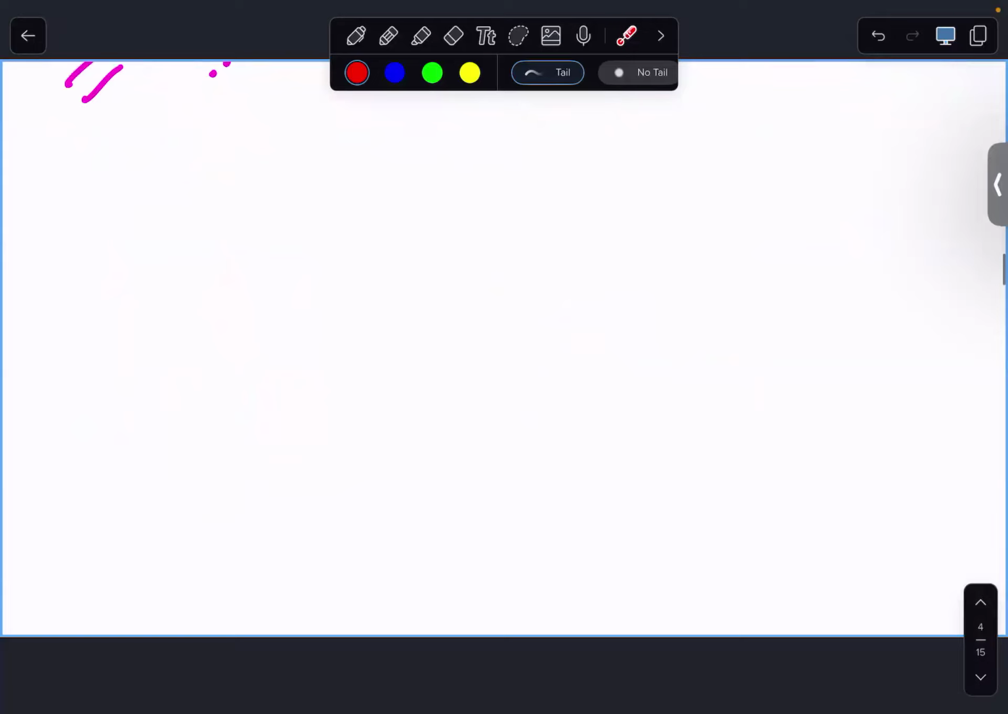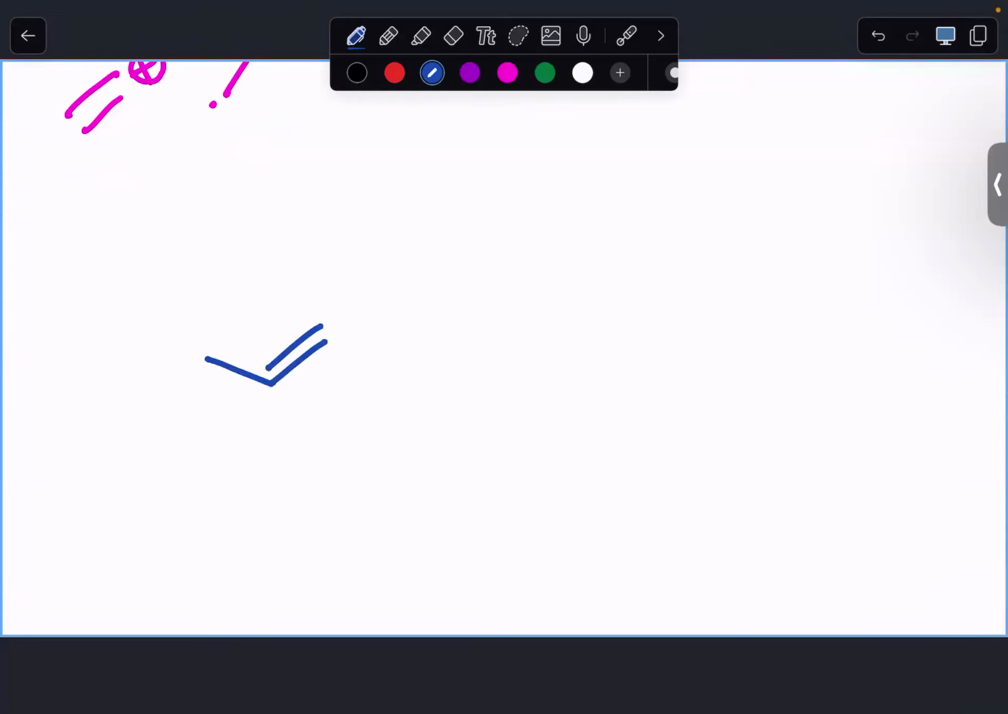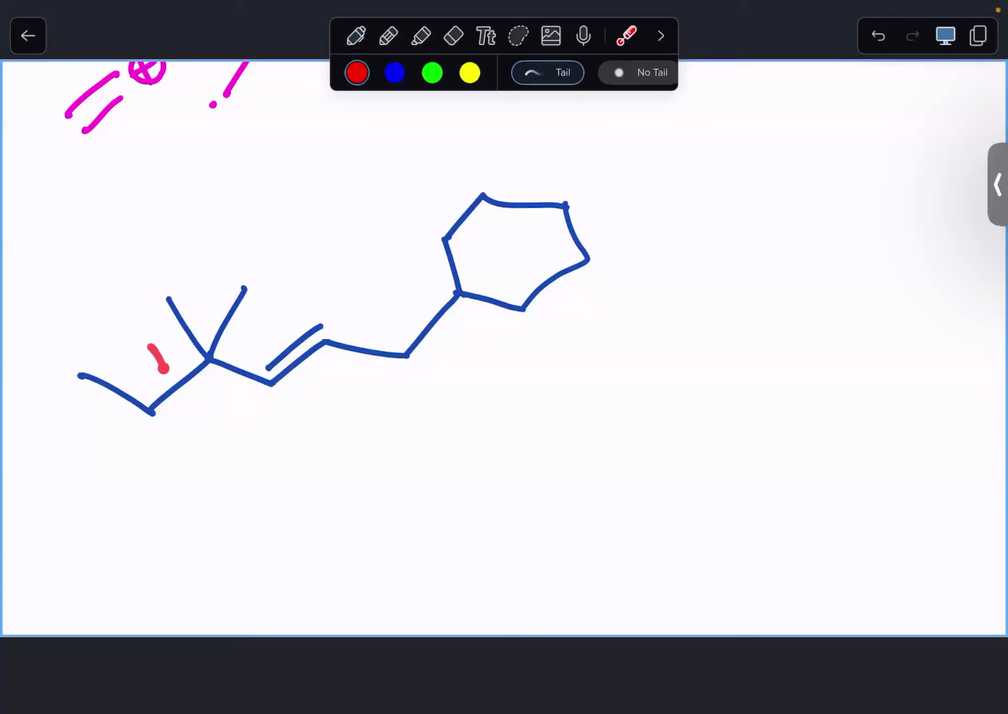So that is beta cleavage. Let's try one more example here. Let's say we have this alkene. Where would be our most logical fragment? Which one would give us the most stable carbocation? It would be this side or this side. Yeah, the left side, right?